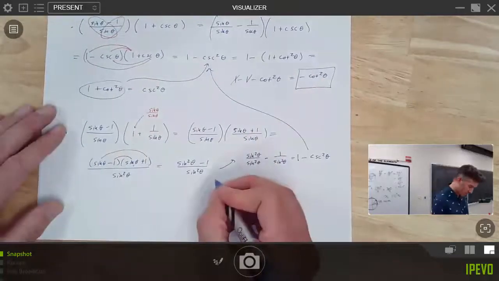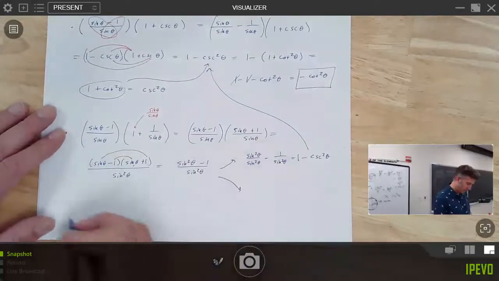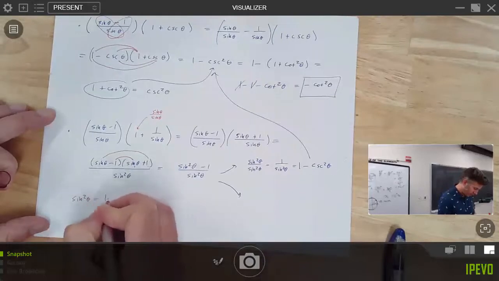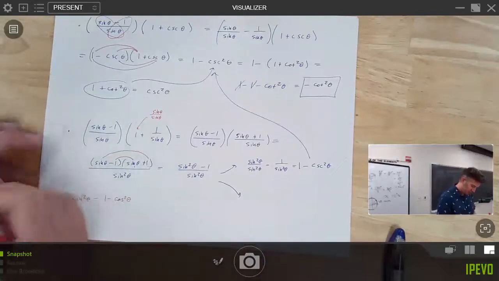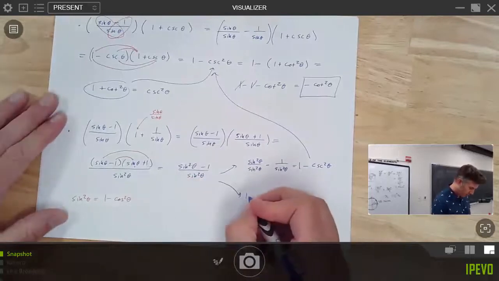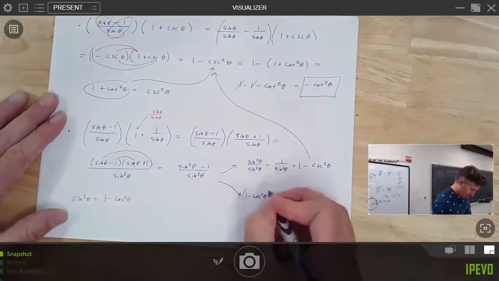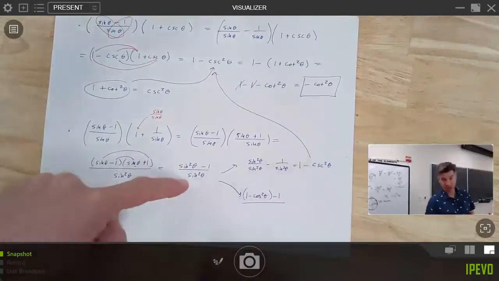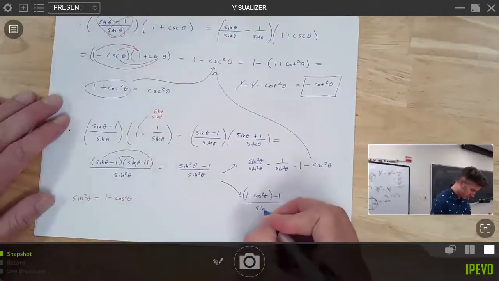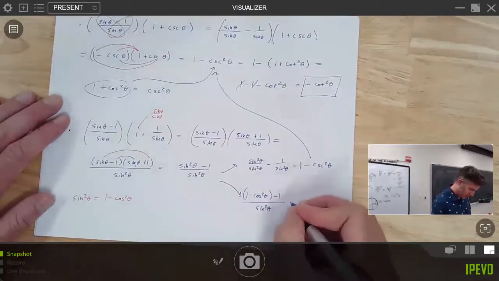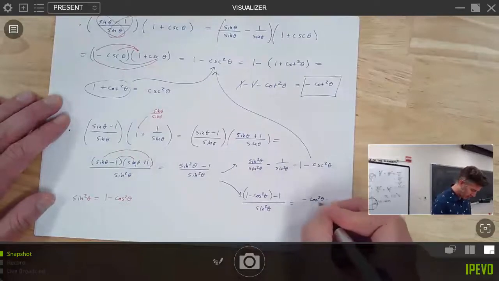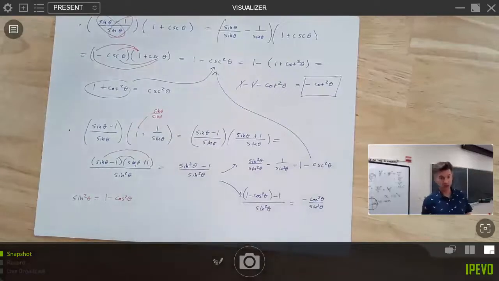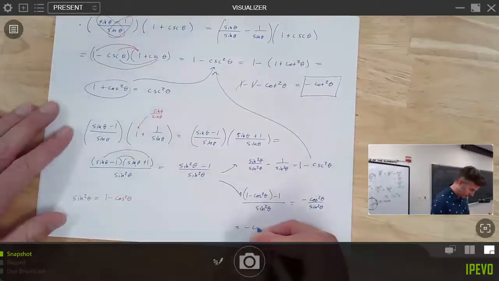Or you do something else and say, well, I know that sine squared theta equals 1 minus cosine squared theta. So then you can replace this with 1 minus cosine squared theta minus 1. And we're just replacing the top sine squared. We're leaving the bottom sine squared as is. And then the 1's cancel. You get negative cosine squared theta over sine squared theta. But cosine over sine is cotangent, so cosine squared over sine squared is cotangent squared. So we do get negative cotangent squared theta.